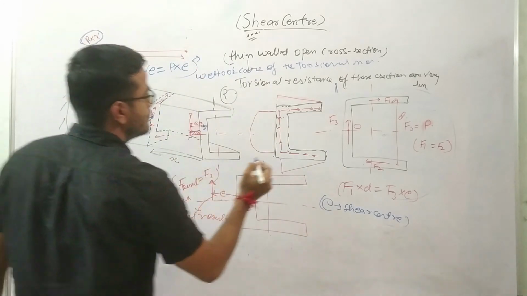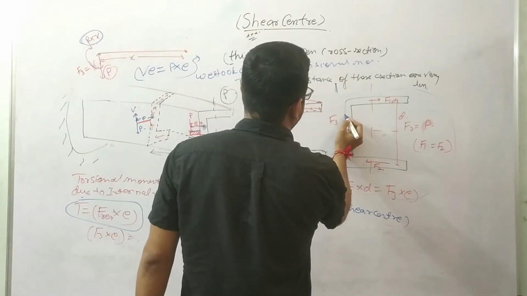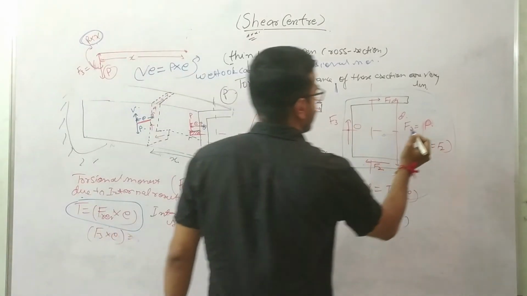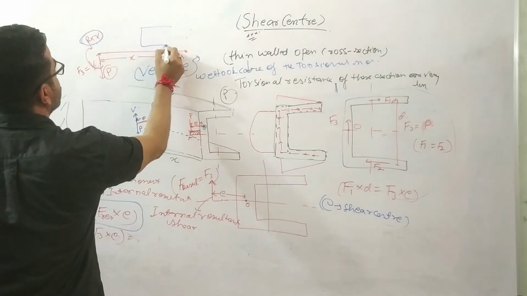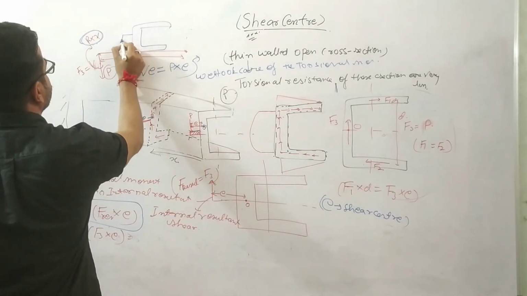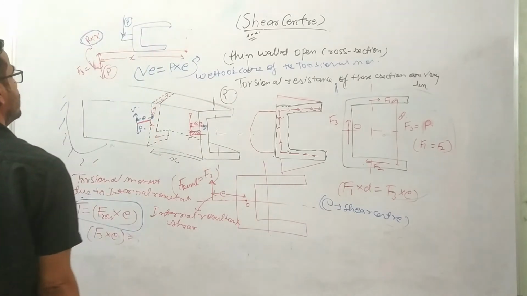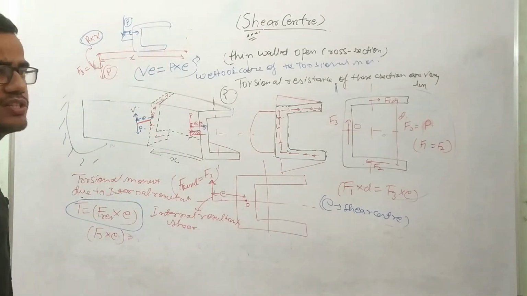I'll simply place some material over here like this, and I can draw. Suppose this is our cross section, so I'll just make some material over here, and I keep a load P in this direction, P at this point, at a distance E. So this is our shear center.